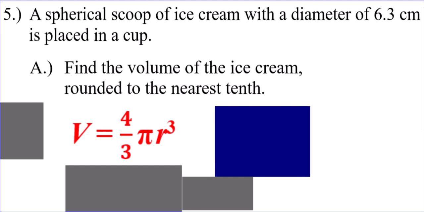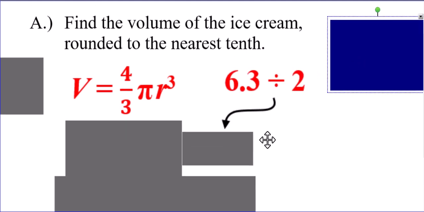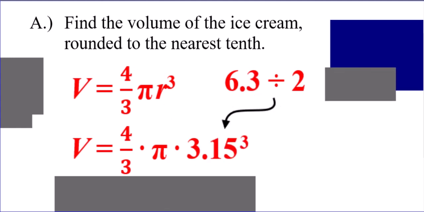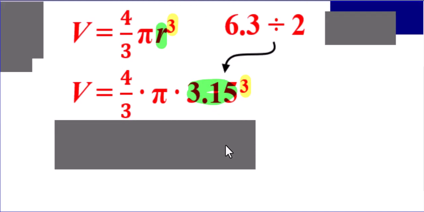This problem's a little tricky. They did not give you the radius. They gave you the diameter. You're going to have to cut that in half, divide it by 2, and substitute that in for the R. 6.3 divided by 2 is 3.15. That is your radius. Make sure it's taken to the 3rd power.